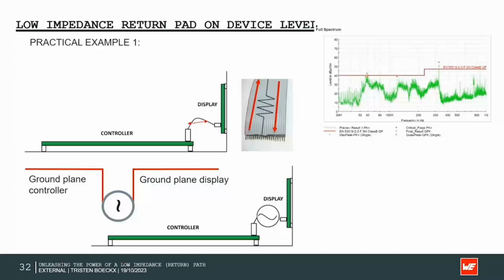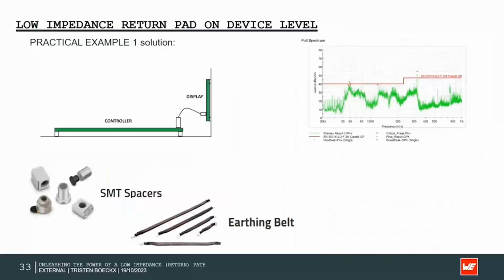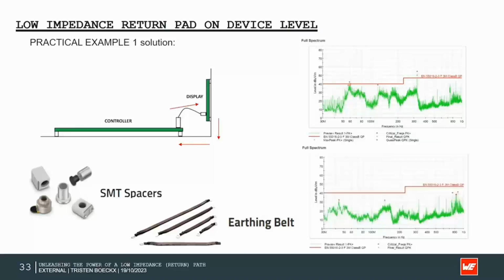By disconnecting the display, we were able to see that the full antenna was removed and there were no radiated emissions anymore. But of course, the customer needed his display, so we had a look at how we could solve this. By providing a low impedance return path using the mounting holes, a spacer or an earthing belt, we were able to pass with about 10 dB of headroom to the standards.